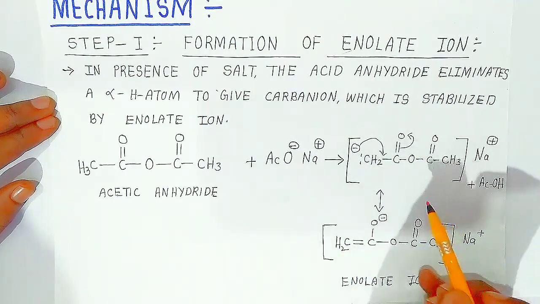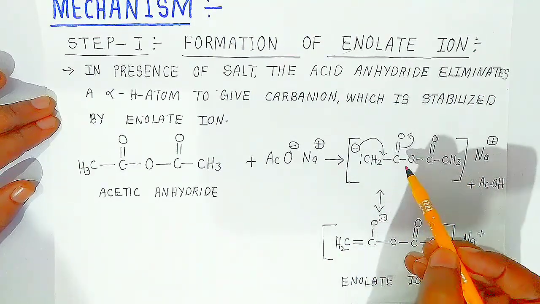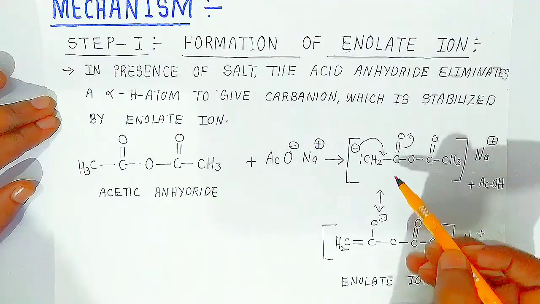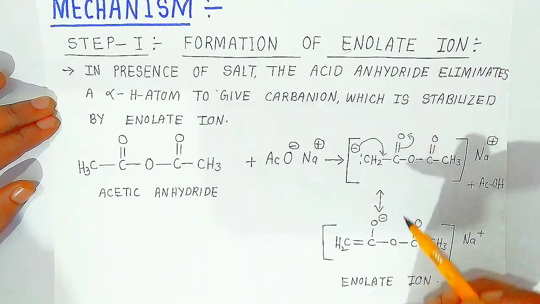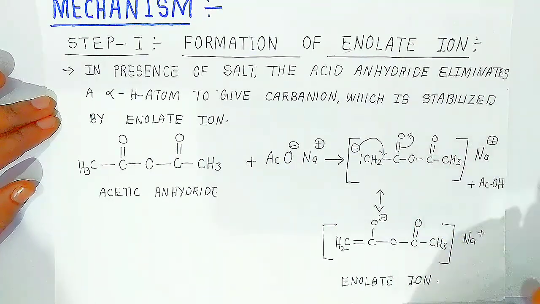Now what happens students? There is a formation of salt. This is carbanion, there is Na plus. So this carbanion students will resonate and it will be stabilized as an enolate ion. Okay students, this way there is a formation of enolate ion, that is also called as what? Carbanion, which has been formed from acetic anhydride.